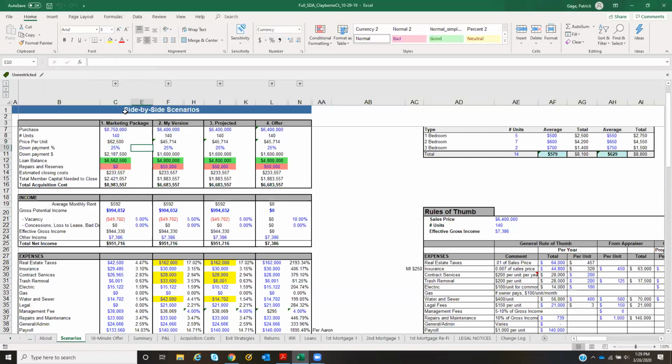So what you do first is you get your offering memorandum from your broker, right? From that broker, you get that, and then you put all the numbers right down this line here. There's the purchase price, number of units, your down payment's gonna be 25% or whatever they are saying the down payment is. What you want to do is have this marketing package column match exactly to the OM.